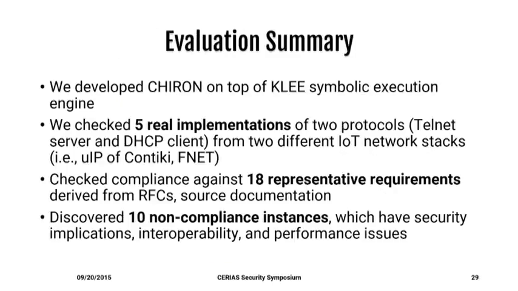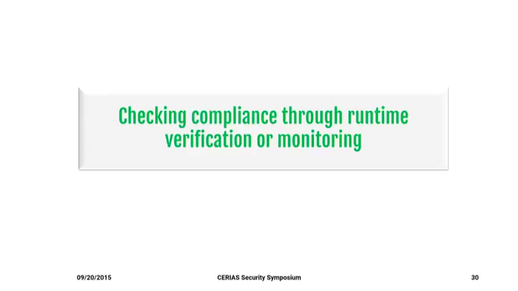Okay. Now we developed CHIRON on top of KLEE, a symbolic execution engine. This is a very common symbolic execution engine. We checked 5 real implementations, all in C, for two protocols and from 2 different IoT network stacks. We checked 18 properties that we collected from different RFCs and the system requirements. And we discovered 10 non-compliances. One of the non-compliances I already talked about is allowing both connections, like 2 connections simultaneously. Okay, any questions so far?